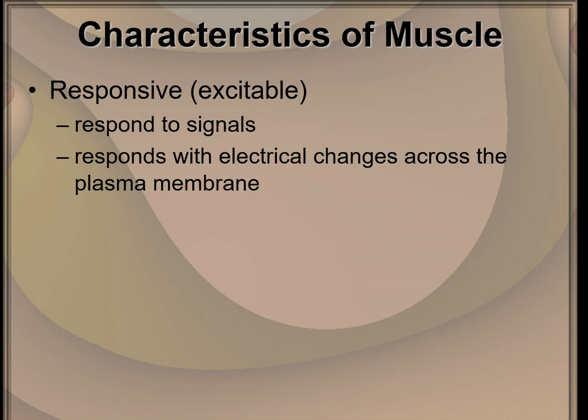It responds with electrical changes across its plasma membrane. And I know right now that means nothing to us, because we haven't talked about resting membrane potentials or anything like that just yet. But cells have a charge. There's generally a higher concentration of negative anions inside the cell versus positive cations outside the cell. And when this muscle responds, when it's stimulated, that polarization flips. The inside becomes generally more positive than it was.